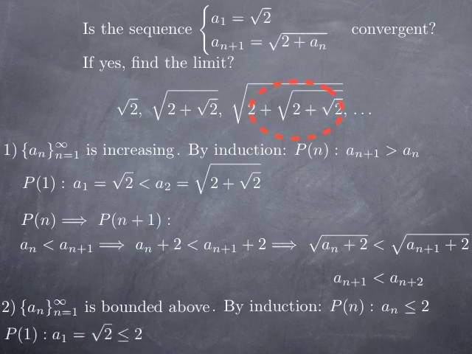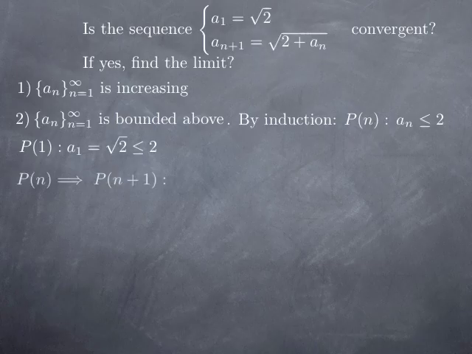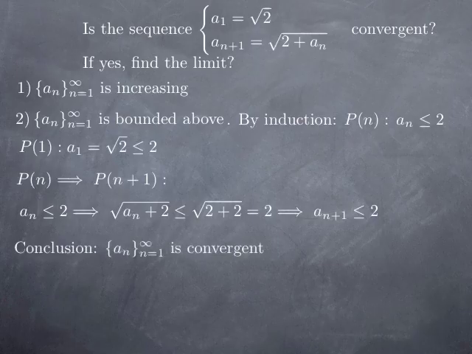We start with the observation that it's true when n is 1. That's easy because root 2 is less than 2. And then we want to show that if a_n is less than or equal to 2, so is a_{n+1}. And the argument is the one I just gave for the first few terms. If a_n is less than or equal to 2, then when I add 2 I get something less than or equal to 4, and therefore when I plug it in the square root I get something less than or equal to 2. So a_{n+1} is less than or equal to 2. That means that my sequence is increasing and bounded above, and therefore convergent.